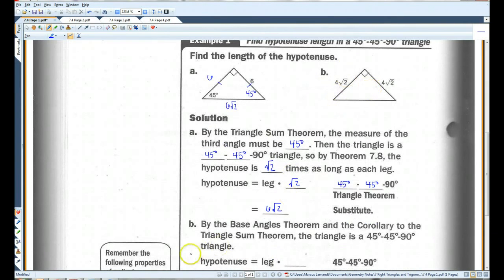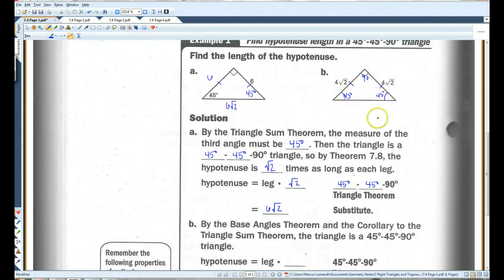Alright, the second one, by the base angles theorem and the corollary to the triangle sum theorem, the triangle is a 45, 45, 90 triangle. You know this because it's obviously isosceles, which means that these two angles have to be congruent, right? If this is 90 degrees, and these two angles have to be the same thing, then they have to be 45, because 45 plus 45 is 90. If this was something else, like 50, and this was 50, 50 plus 90 doesn't equal 180. The only way this works is if they're both 45 and this is 90.